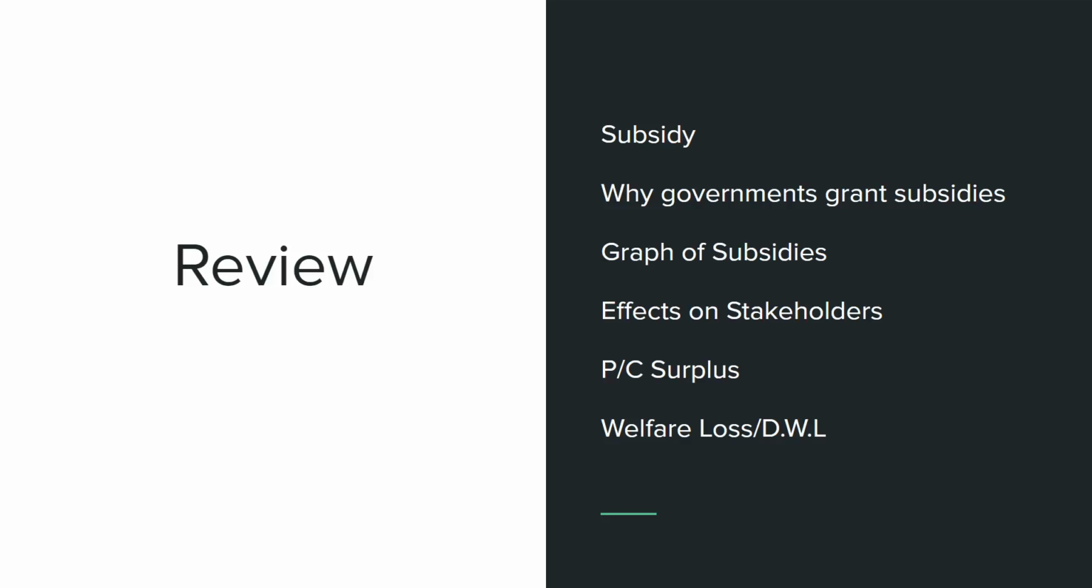We also looked at the effects on stakeholders: consumers, producers, government, workers, society, and foreign producers. We also reviewed producer and consumer surplus, how the subsidy changes them, and finally welfare loss and deadweight loss. So this concludes our subsidy piece of government interventional policies.